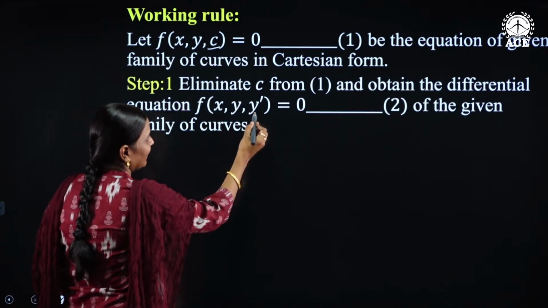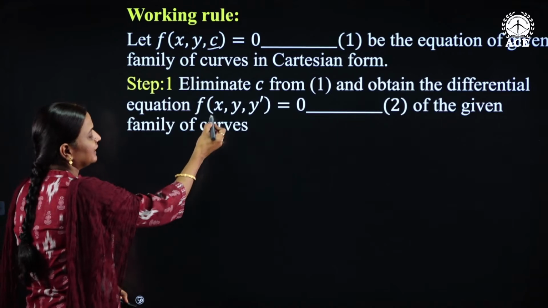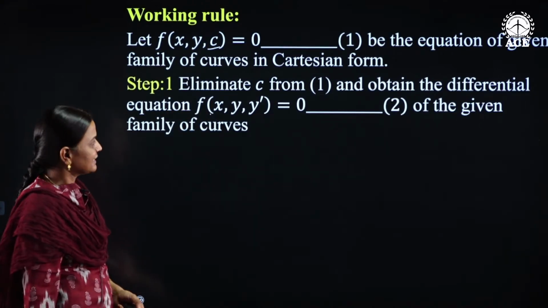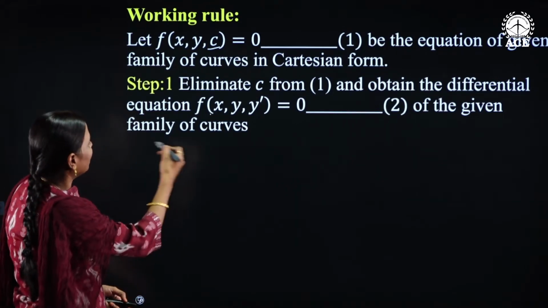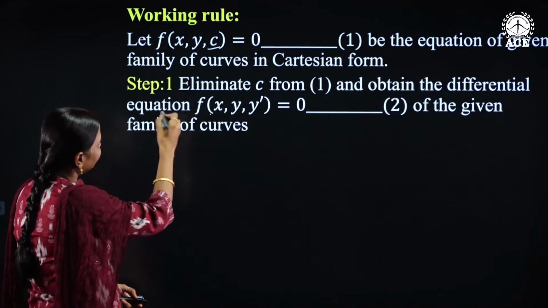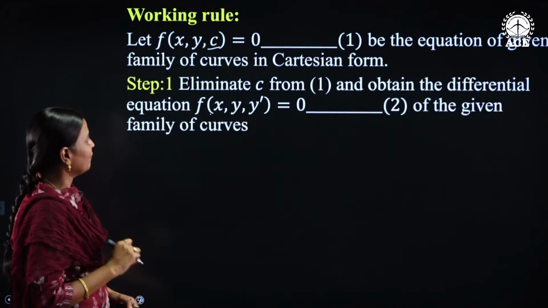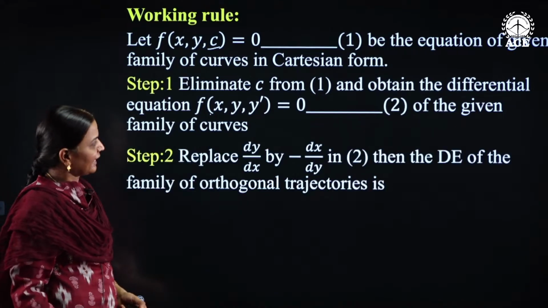What is the differential equation form? F of x comma y dash is equal to 0. After eliminating C, the differential equation form is f of x, y dash is equal to 0. So this is the differential equation of the given family of curves. Now here we have to find out the orthogonal trajectories.